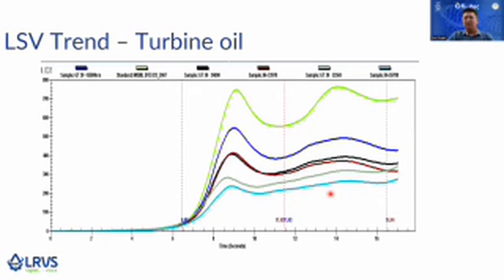Generally, turbine oil consists of two types of antioxidants, which is the phenol. It acts as the sacrificial antioxidant, followed by the amine, which is the stronger antioxidant. So you will see these two values on the graph. From here, this is representing the area of the phenol, and then the peak here is representing the amine in the turbine oil.